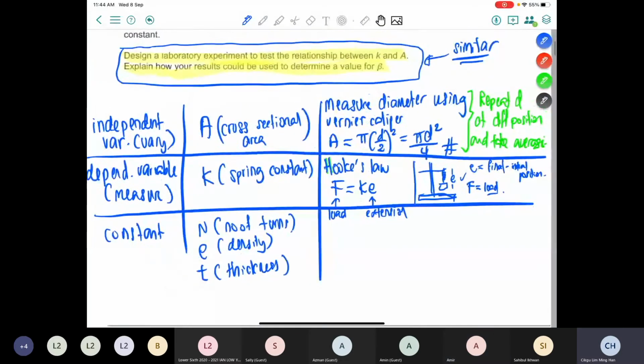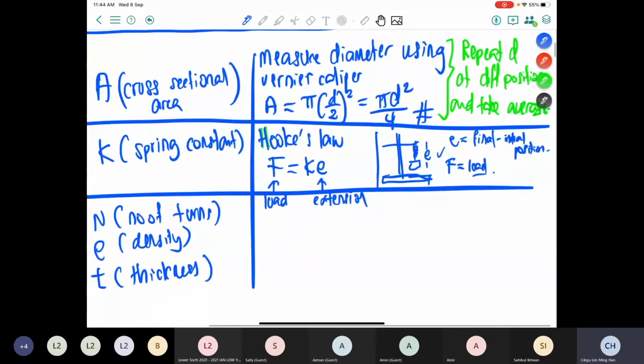Because this one is the spring constant, you need to actually have different loads, so that you can plot the graph. So you use different loads, and then you plot the graph, force against extension, then you get a straight line, then this gradient will be the K. So the gradient is equal to K.